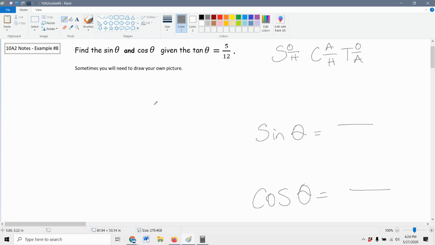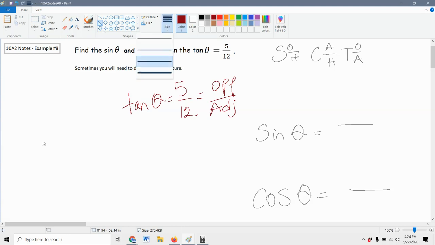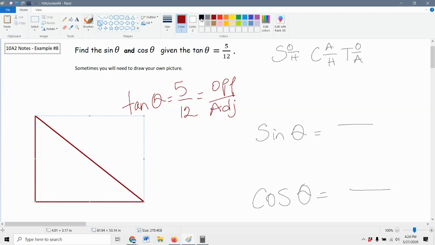But what we are given is the tan of theta. We know that the tan of theta equals 5/12, okay? And from our trig identities, we know that the tan of theta is the opposite side over the adjacent side. So this is what we know. And that gives us enough to draw our triangle. Of course, in trig, we're always working with the right triangle.